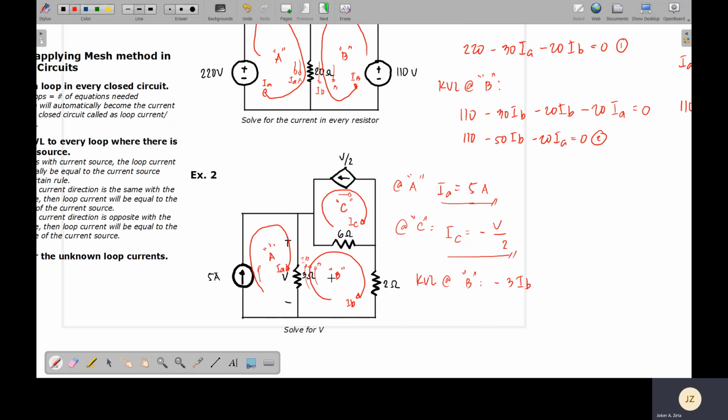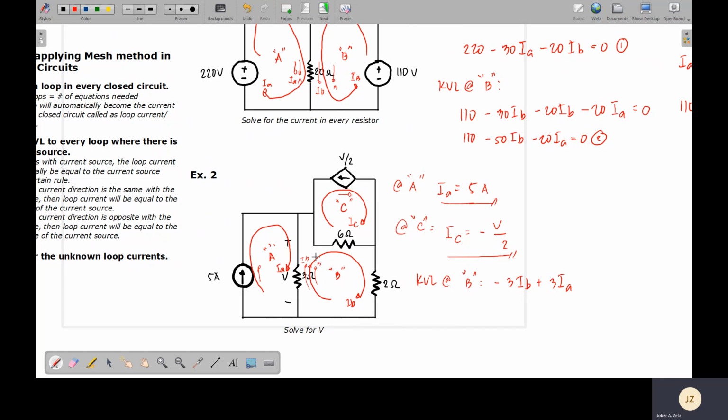So with respect to loop B, since we are applying KVL on loop B, take note that loop B, upon flowing through the 3 ohm resistor, has a direction going upwards, but for IA, when it flows through the 3 ohm resistor, the direction is going downwards, and they are in opposite direction. So the voltage for the 3 ohm resistor with respect to IA would be positive 3 IA. Okay, so we're finished with the 3 ohm resistor because there are only 2 loop currents flowing along it. So we will proceed next with the 6 ohm resistor.